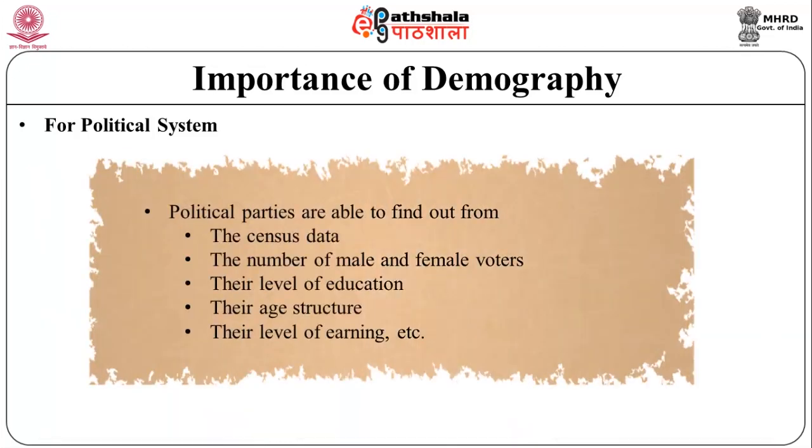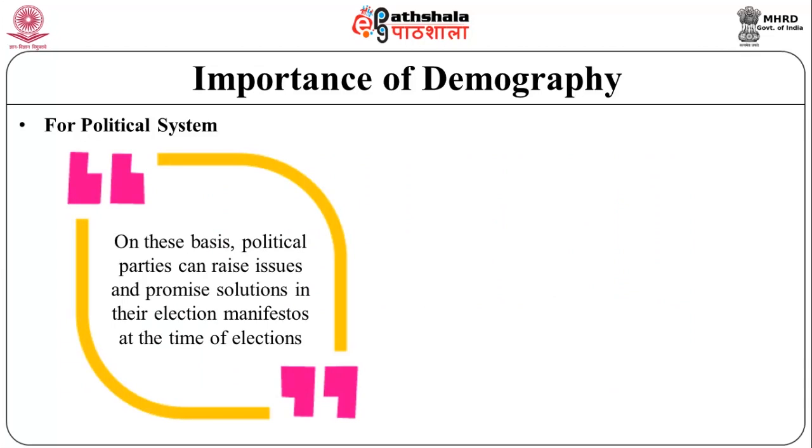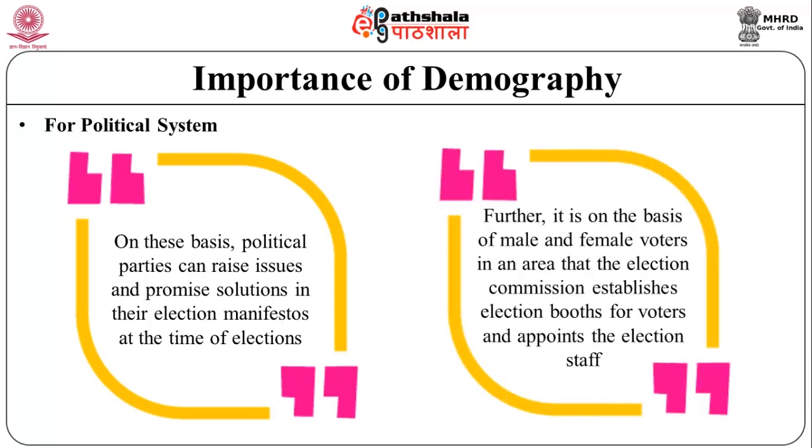Now, political parties are able to find out from the census data the number of male and female voters, their level of education, the age structure, their level of earning, etc. On this basis, political parties can raise issues and promise solutions in their election manifestos at the time of elections. Further, it is on the basis of male and female voters in an area that the election commission establishes election booths for voters and appoints the election staff accordingly.